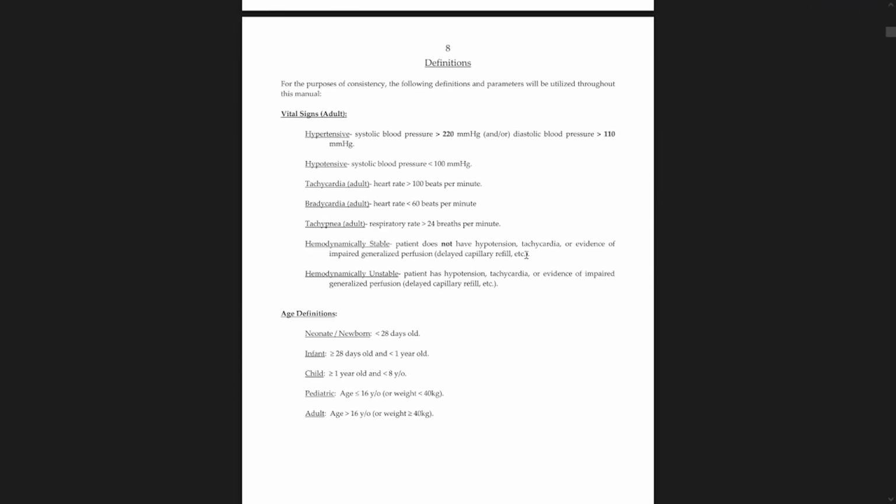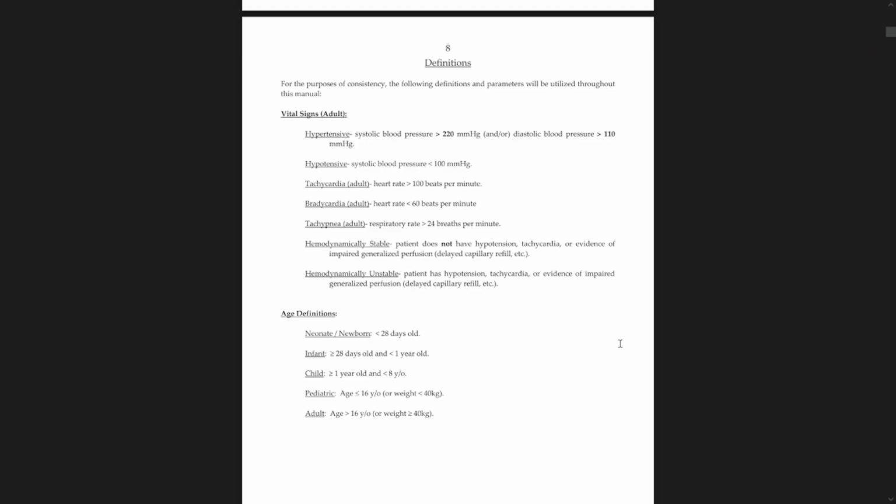So for vital signs for an adult patient, they're considered to be hypertensive if their systolic blood pressure is greater than 220 units and/or a diastolic blood pressure at 110 or greater units. It's considered to be hypotensive if a patient has a blood pressure less than 100 units. For tachycardia, it's a heart rate greater than 100 beats per minute. For bradycardia, it's less than 60 beats per minute. For tachypnea, it's a respiratory rate greater than 24 breaths per minute.